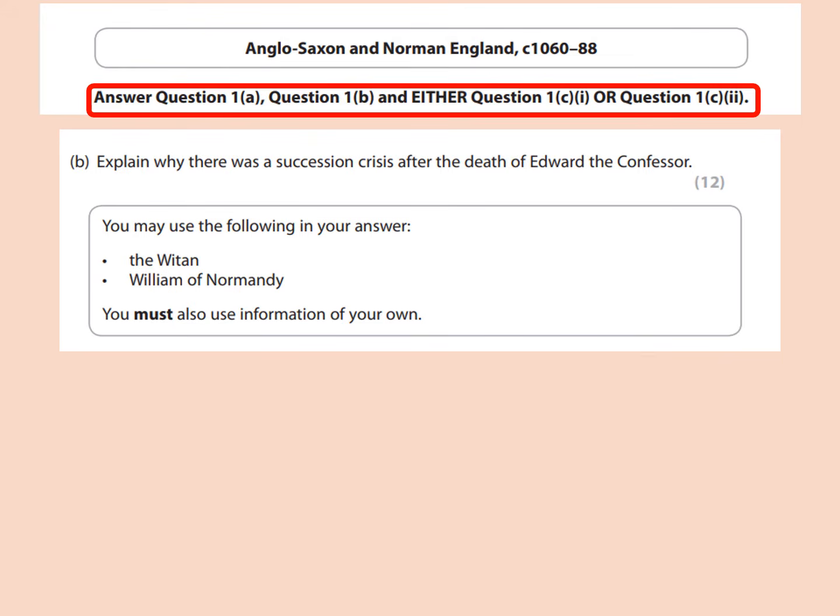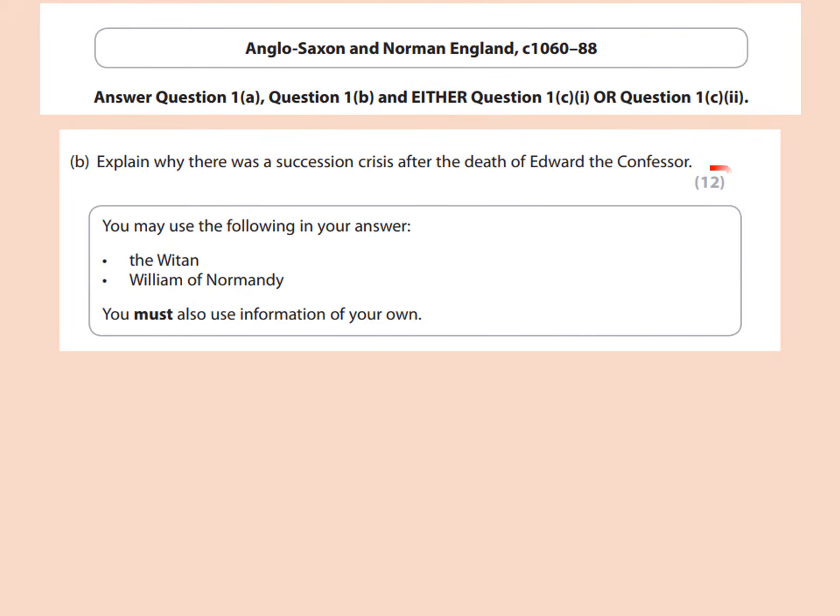With this particular type of question, you are given some stimulus points to help you along. These are examples that you may use within the answer. So that's our next instruction. Have a look at it now. This is a 12-mark answer, so that gives you an indication as to how long you should spend on this question and how much you should write. And the question is saying that you may use the following in your answer: the Witan and William of Normandy. By saying that you may use that, it means that you don't have to, but it's probably a good idea to because you know that those examples are relevant.